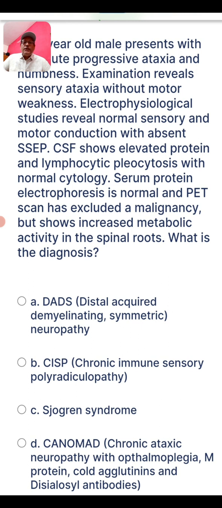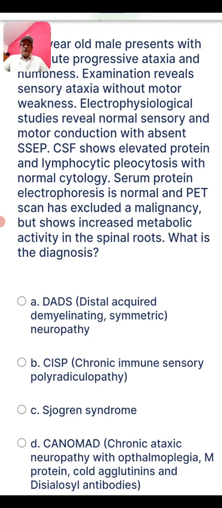Now, serum protein electrophoresis is normal, so there is no IgM antibodies or gammopathy, and PET scan excludes malignancy. However, it is revealing some increased metabolic activity in the spinal root, suggestive of the roots involvement. Now, let's come to what is the likely diagnosis. Distal acquired demyelinating symmetric neuropathy is unlikely because the NCV is normal.